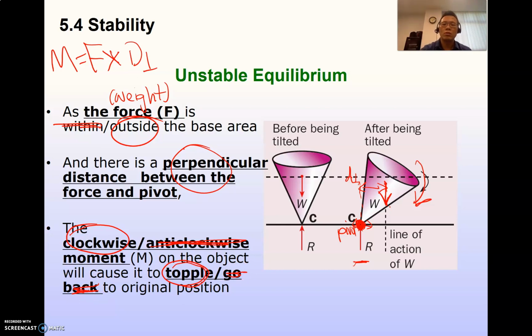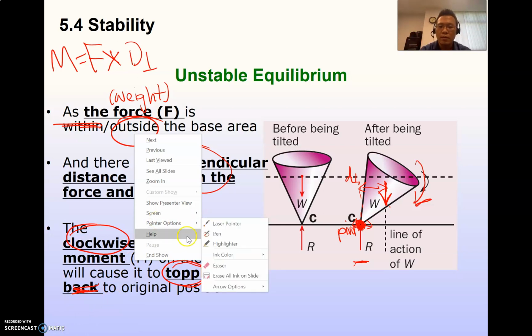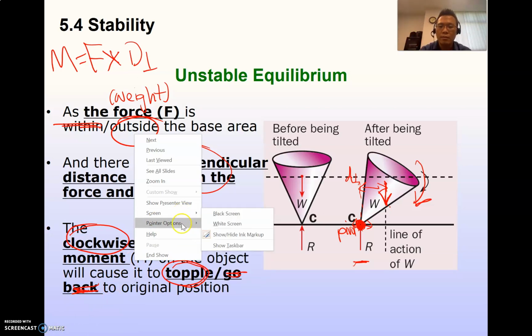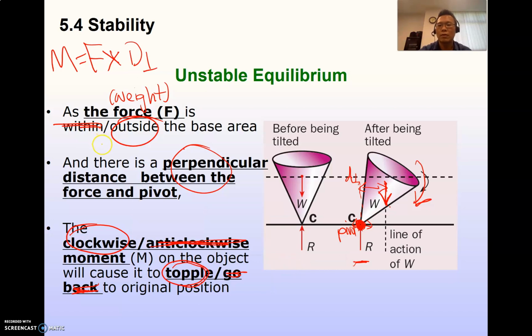So for the full set of answers, the students will need to write in the same format again, and it should cover this particular area: the force, the location of the force, the perpendicular distance, the relevant moments, and the relevant outcome.